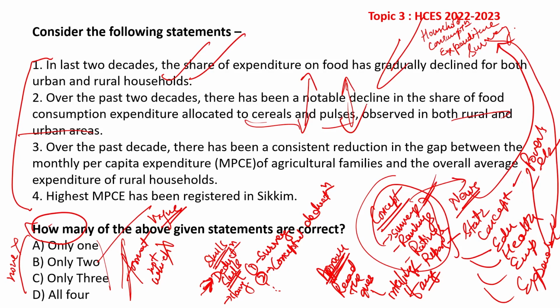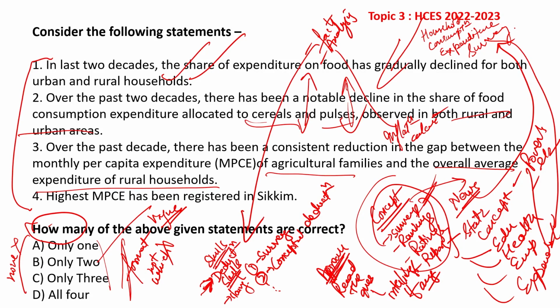Over the past decade, there has been a consistent reduction in the gap between the monthly per capita expenditure of agricultural families and the overall average expenditure of rural households. So if we look at the consistent reduction, the retail inflation can be a cause, right? Also lower weightage of food prices in the overall inflation calculations. So you see, not just the facts, but analysis are important because they help you do the deduction. So this statement is also correct.